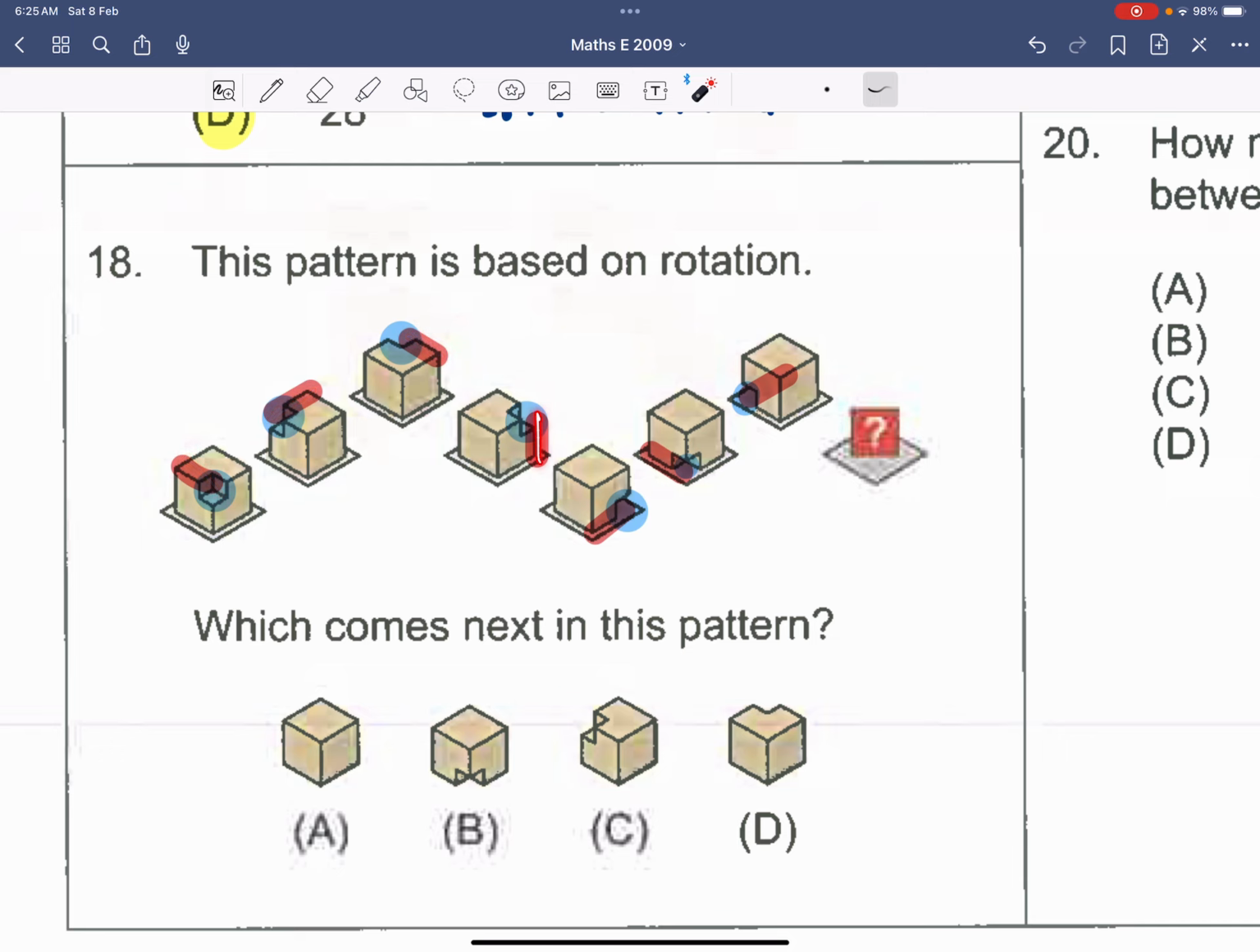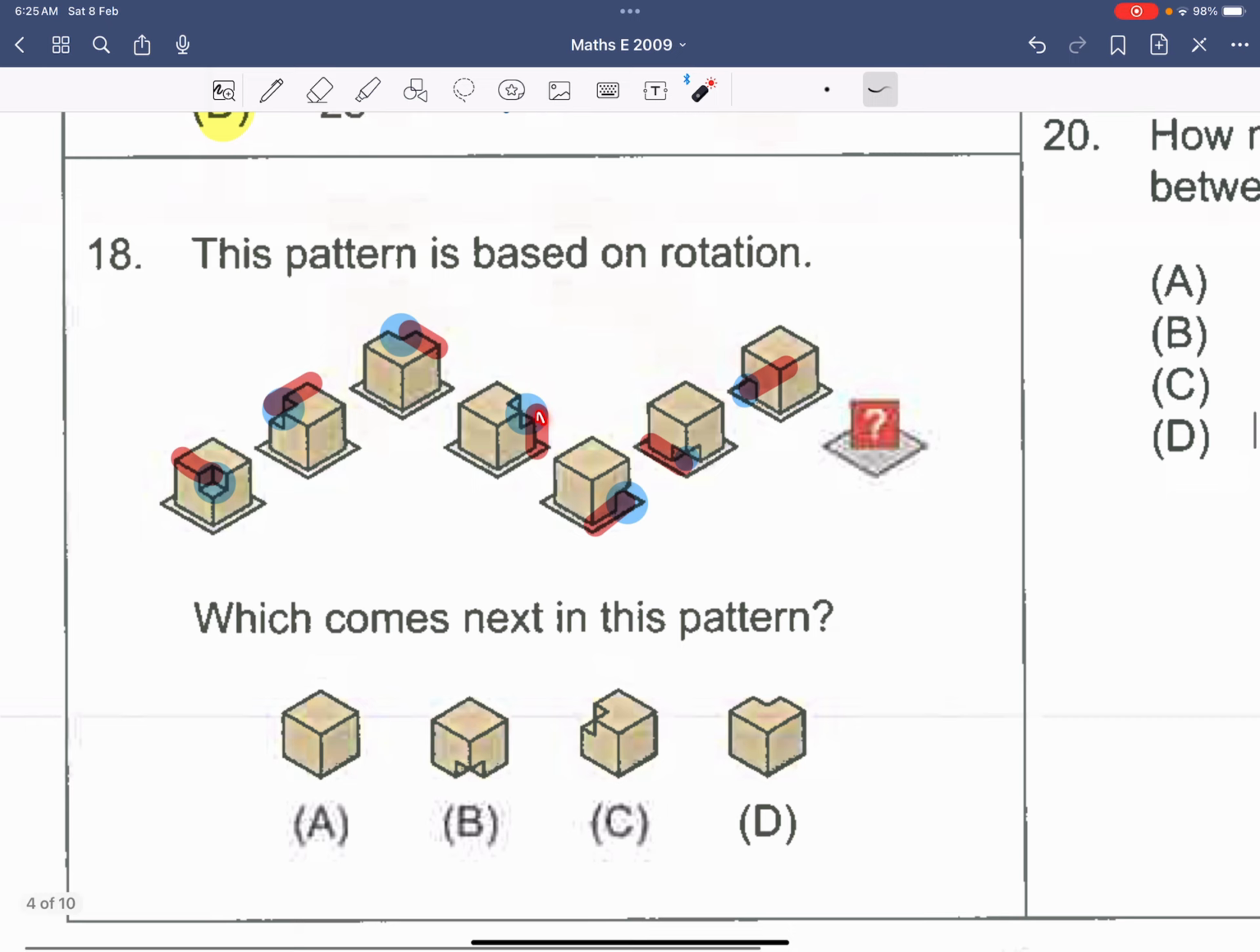it was rotating. So then it was 1, 2, 1 to change the direction of rotation, and then again 1, 2, 3. So I hope you guys realize which one was the odd one out.